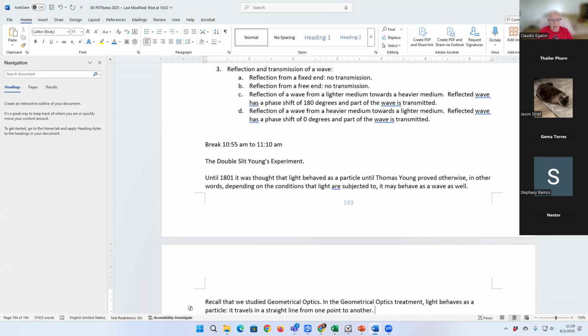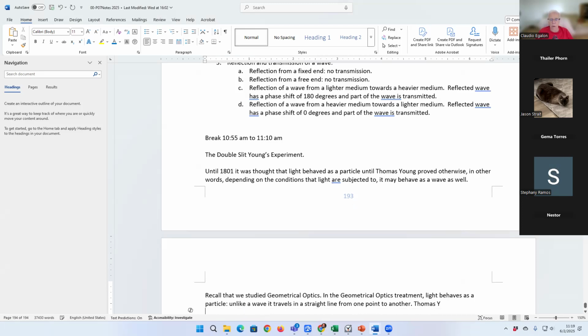Unlike a wave, it behaves as a particle. Unlike a wave, it travels in a straight line from one point to another.